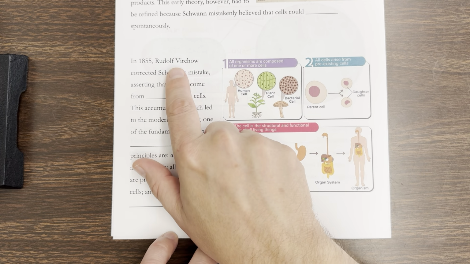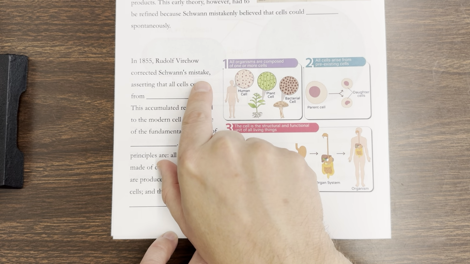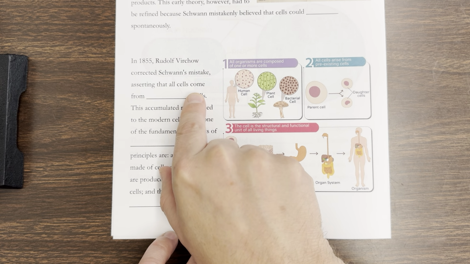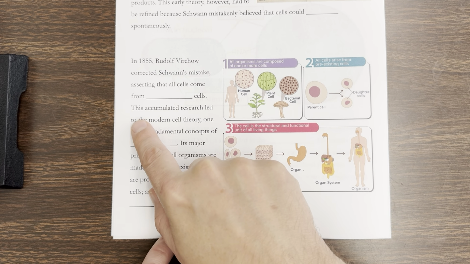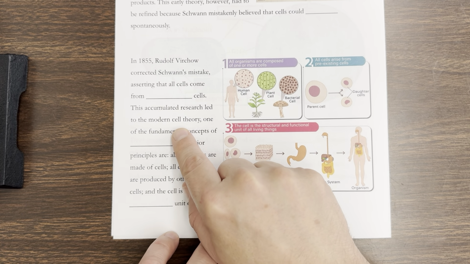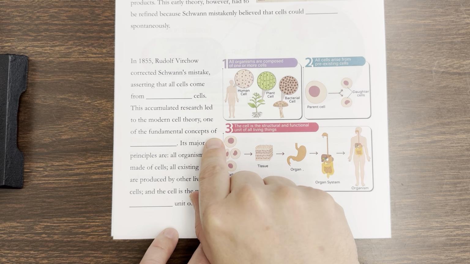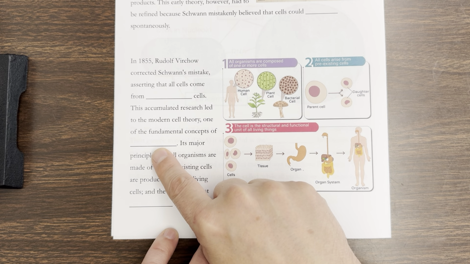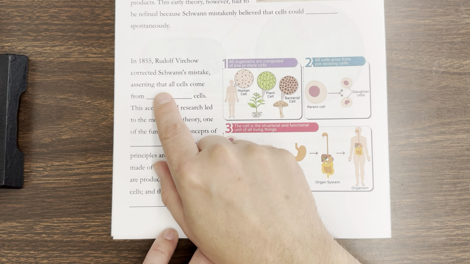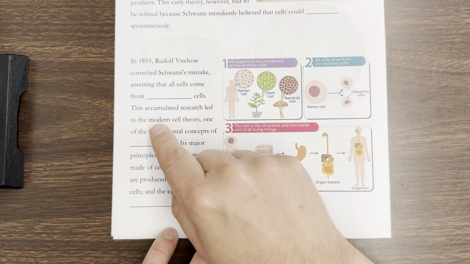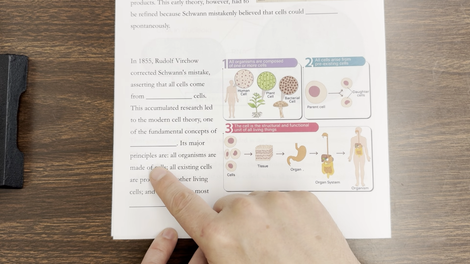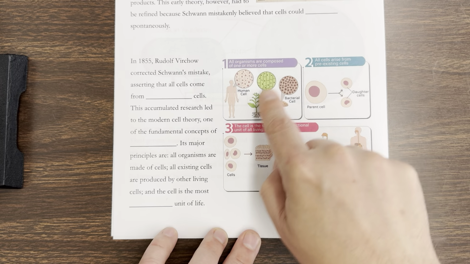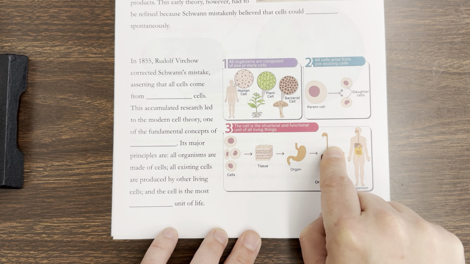In 1855, Rudolf Virchow corrected Schwann's mistake, asserting that all cells come from pre-existing cells. This accumulated research led to the modern cell theory, one of the fundamental concepts of biology. He said that all cells come from other cells, so there's always this replication, not just made from scratch.